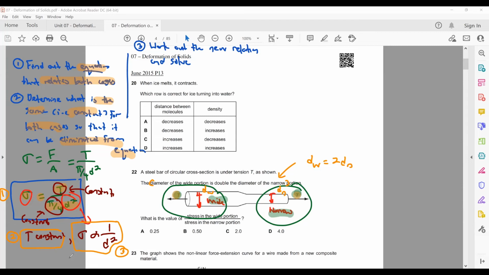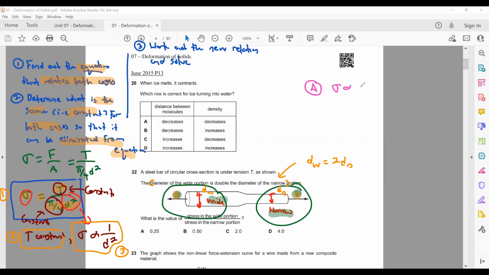When you want to use ratio method, it's generally these three steps. Find out the equation that will relate to both cases, and then find out what is constant for both cases so that you then can eliminate it from the equation. And then lastly, work out a new relation and solve the question. Okay, so now when it comes to the solving part, I'll just write the workings here. So there are again two different ways of doing this. I will just show you the two different ways.